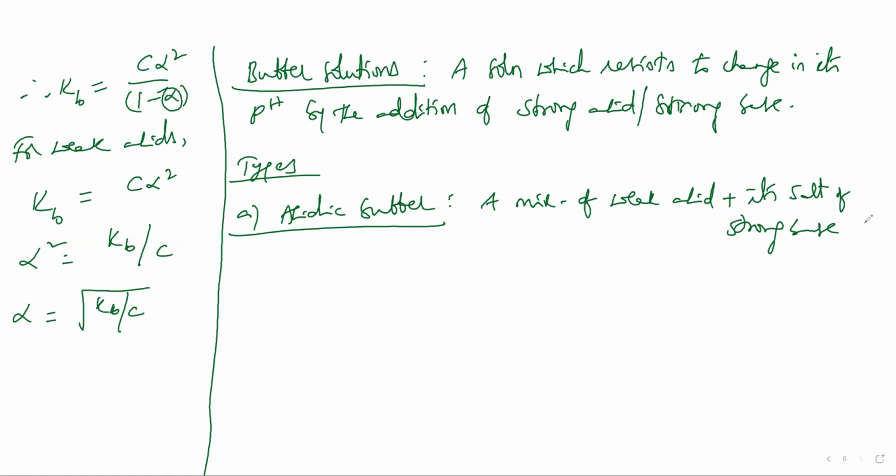So next, examples for this. Let's see examples for this. Acidic buffer example is weak acid. You can consider CH3COOH, and its salt of strong base. Salt of strong base, right? What will be a strong base?